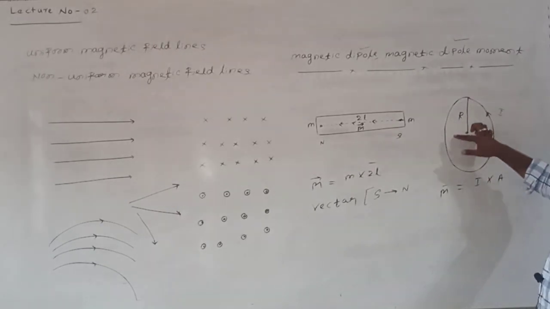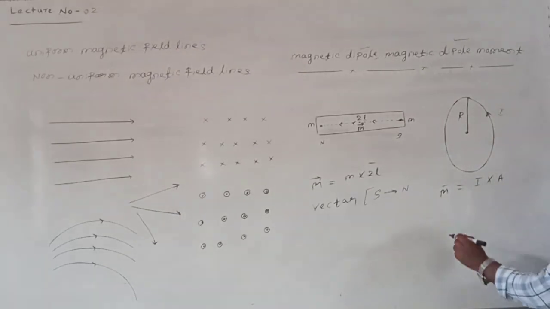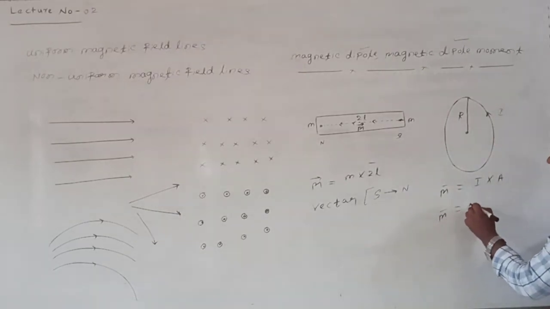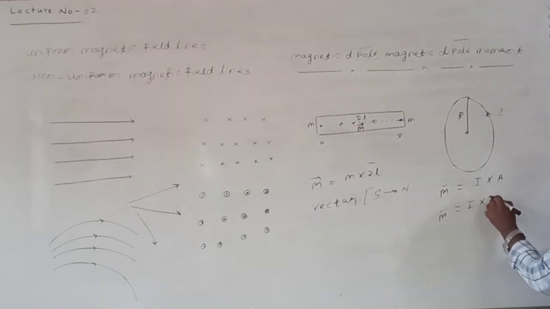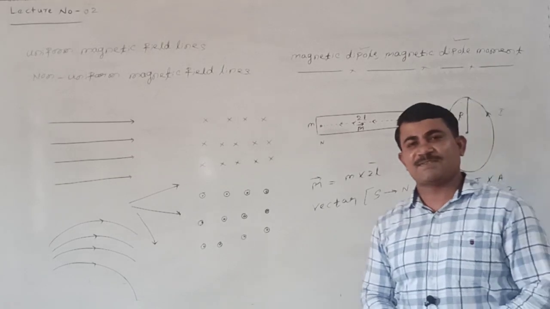Product of the current and surface area of the coil. See here, surface area of the coil, how to define? Surface area of the coil is nothing but a circle, and that can be represented by the cross-section area πr². Are you following this?